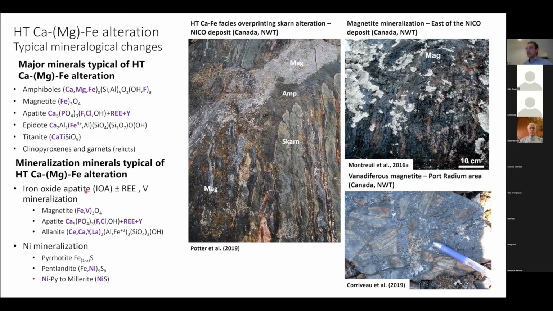In terms of mineralization minerals, if we have iron oxide-apatite or iron oxide type of mineralization, magnetite will be a very important mineral for mineralization. If we have rare earth mineralization, apatite, and especially remobilized apatites, can become an important source, along with other minerals, for rare earth mineralization. Or for nickel, typical sulfides like pyrrhotite, pentlandite, and millerite will be the mineralization minerals in association with the development of those alteration patches.